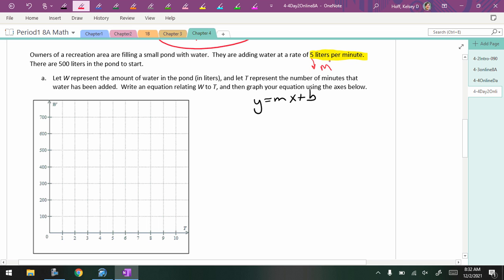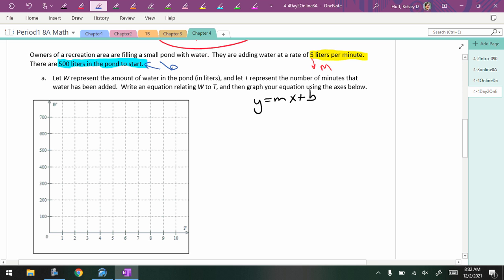Anybody see something that would indicate my y-intercept, Marilyn? 500. What word tells you that? Say it again. See that word to start? Oops, not M, B. To start. That's your initial value. Okay?